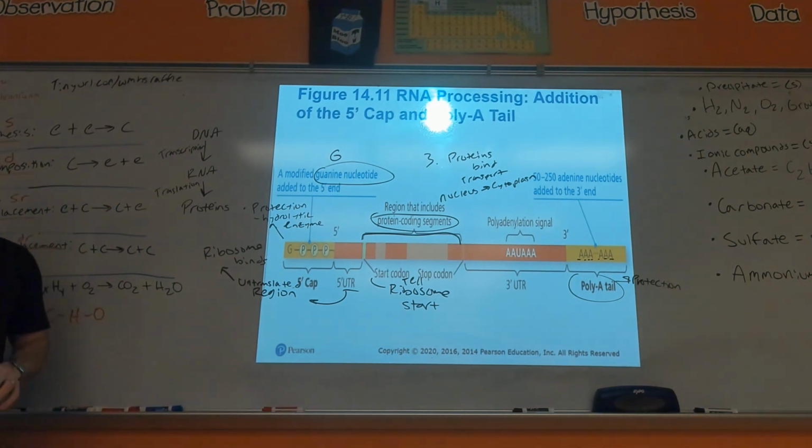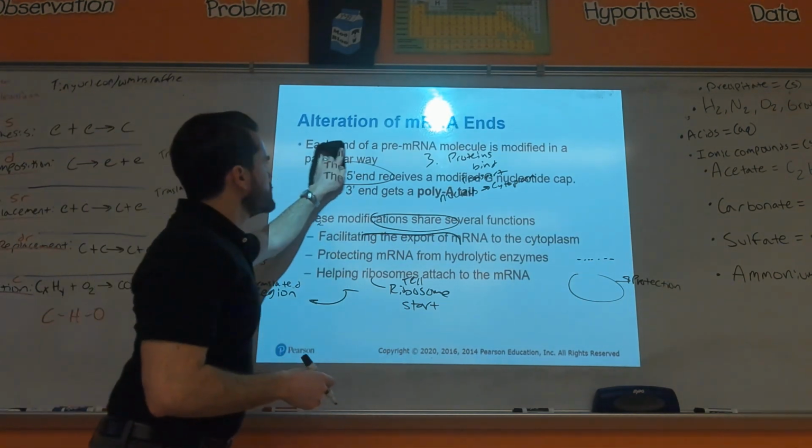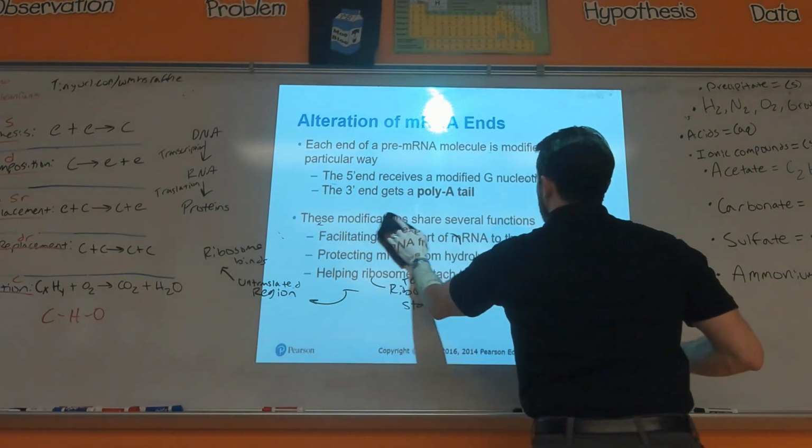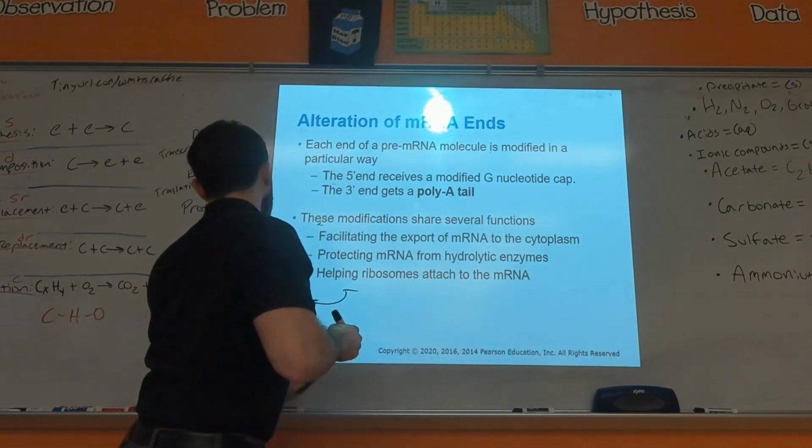Okay? All right, let me make sure I said everything here. You get a 5' cap, and it's a guanine nucleotide. At the 3' end you get the tail.